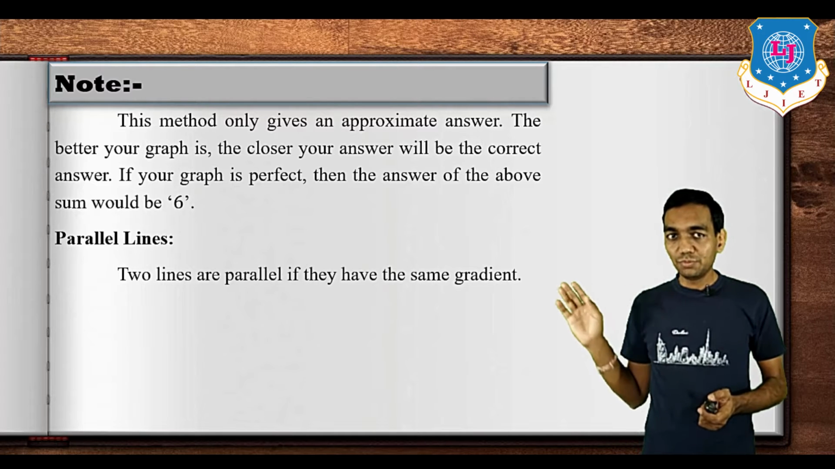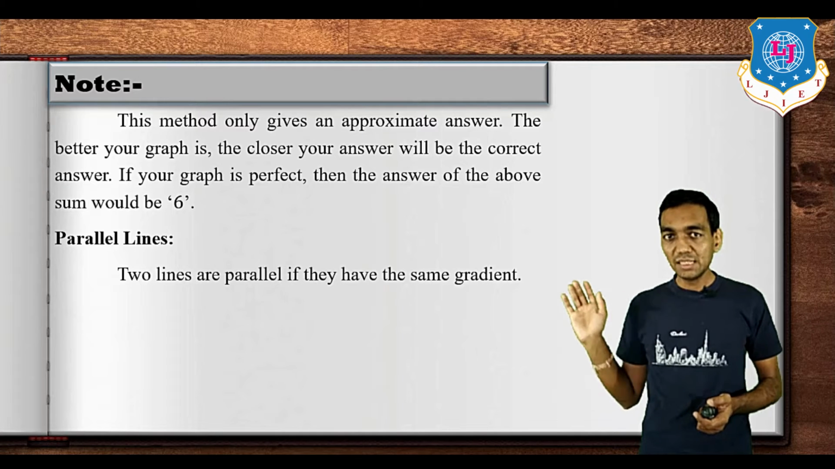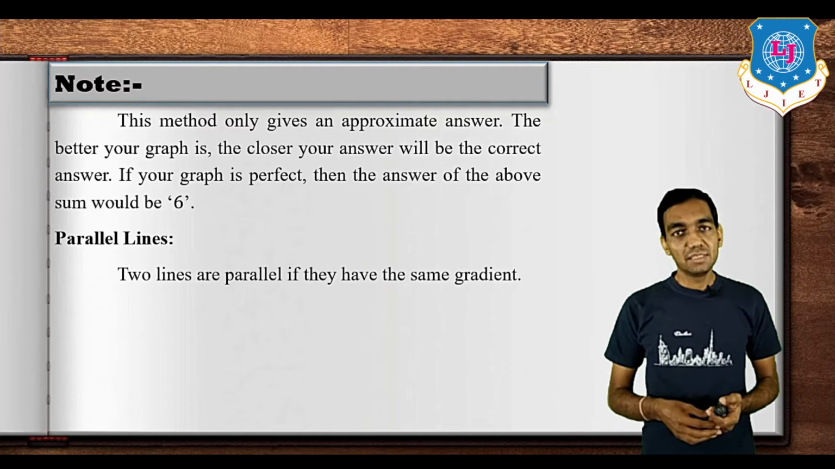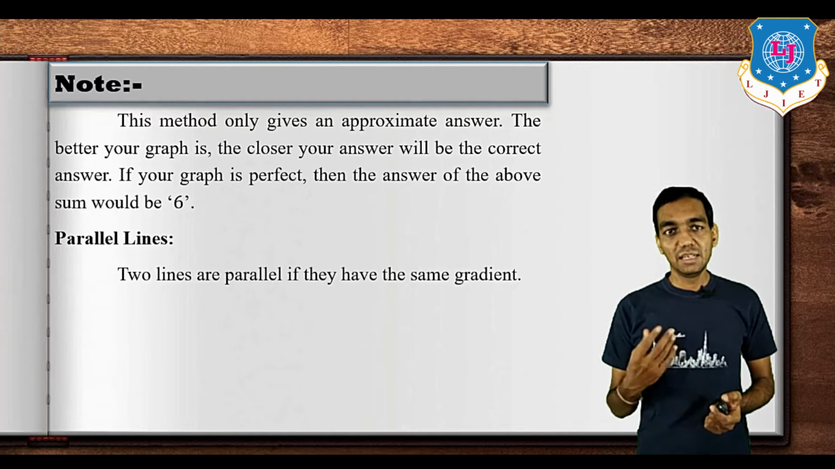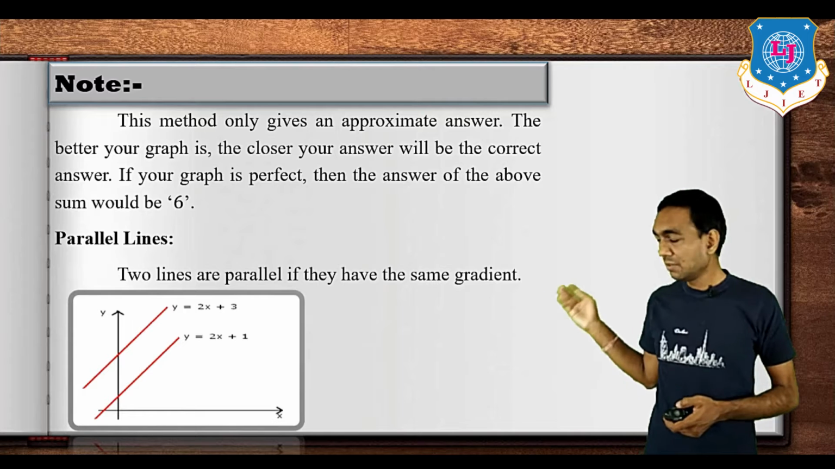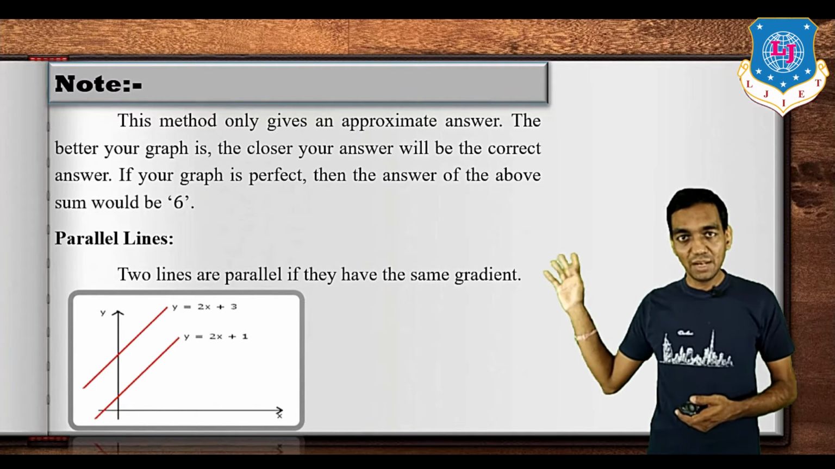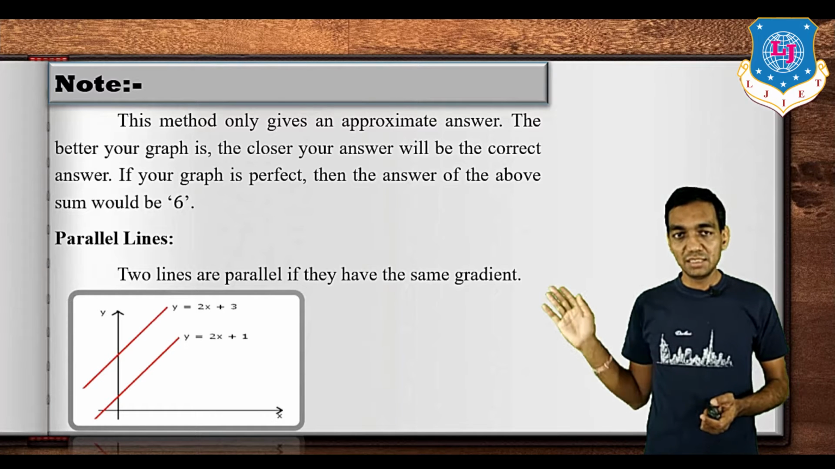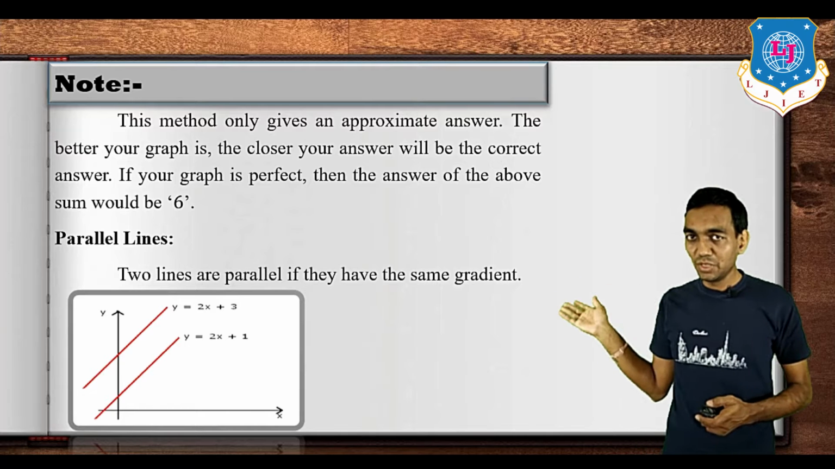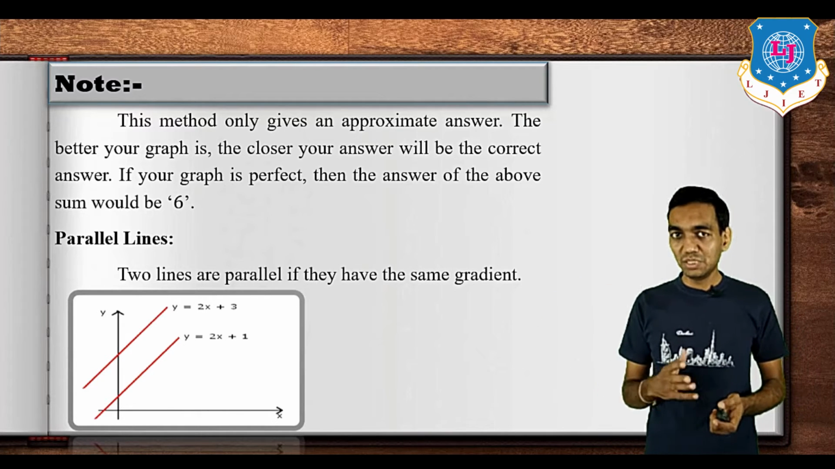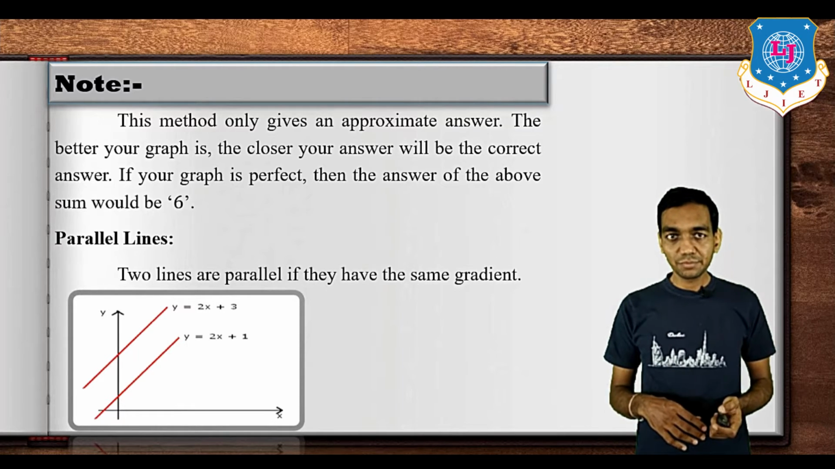Okay. Now we are defining parallel lines. Two lines are parallel if they have the same gradient. That means if both have the same gradient value, then they are said to be parallel lines. Here we have drawn two parallel lines, y = 2x + 1 and y = 2x + 3. If you find the gradient of these lines, it is 2, and it is the same for both of them. So they are parallel lines.